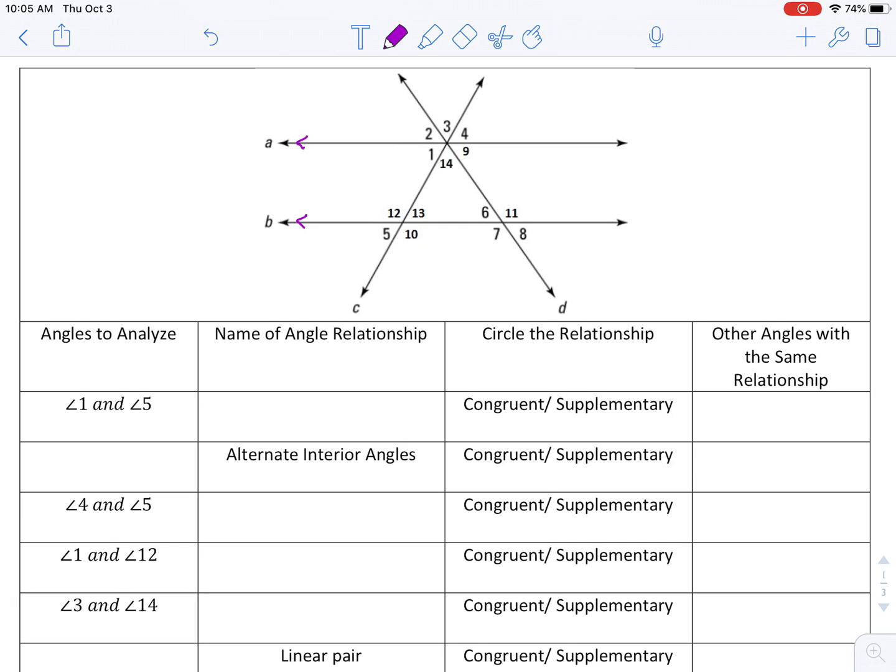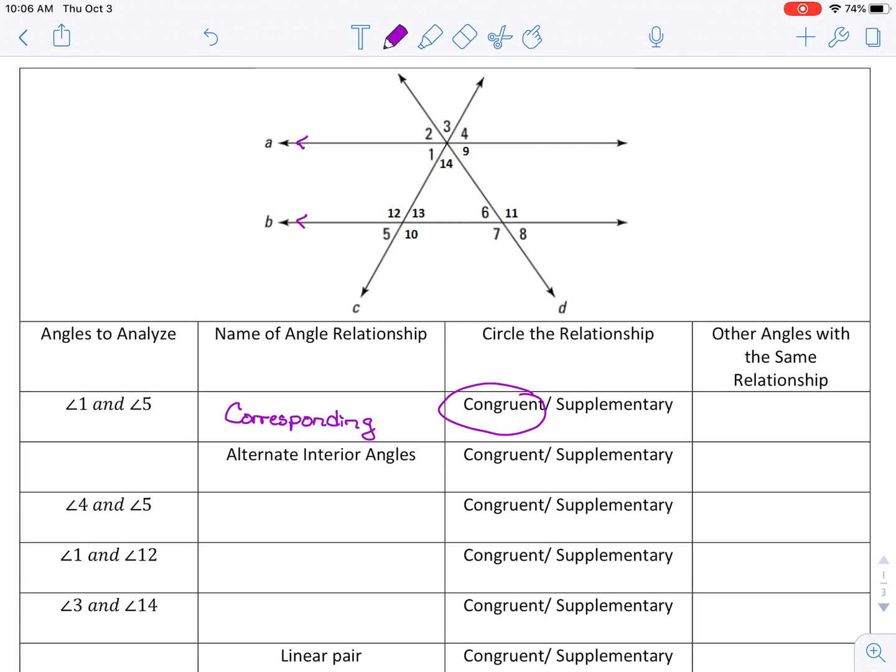So 1 and 5, if I look where 1 is and I look where 5 is, I see that they're on the same side of this transversal, and I see that they're not adjacent, they're not vertical, they're not a linear pair, but they're on the same side of the transversal. So that automatically limits me down to same side interior, same side exterior, or corresponding. Well, angle 1 is between these two parallel lines. Angle 5 is not. Therefore, those are corresponding angles. They are in the same relative position to each other. They're both kind of in the bottom left of that intersection. And if they're corresponding angles, their measures are congruent.